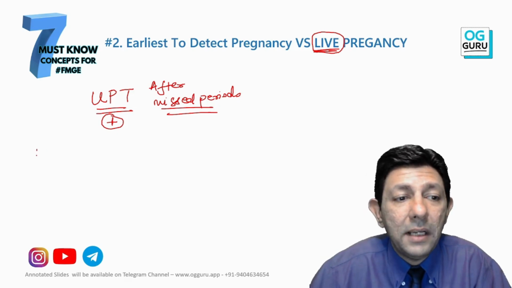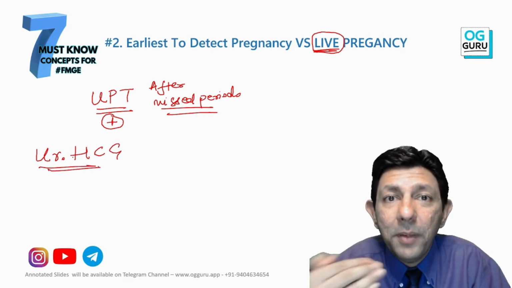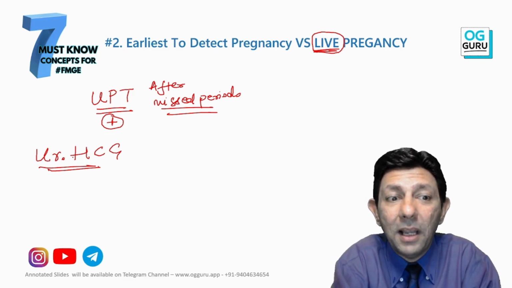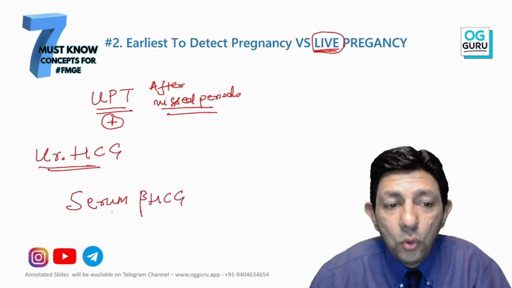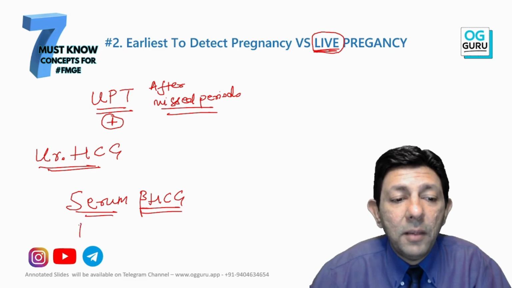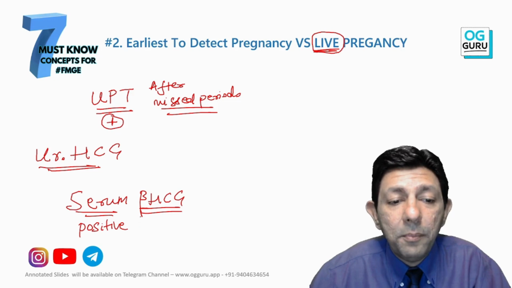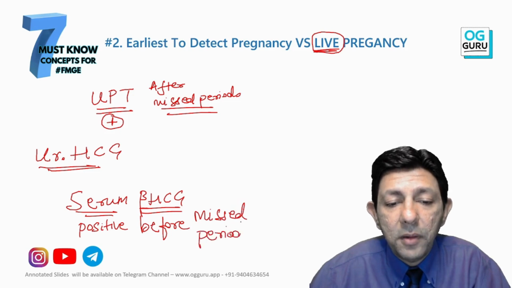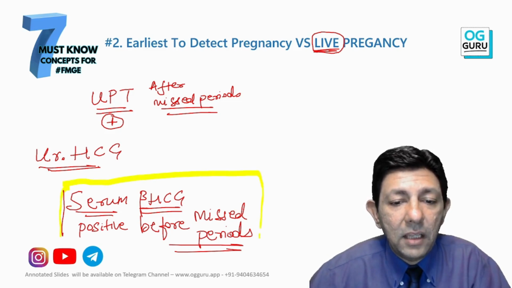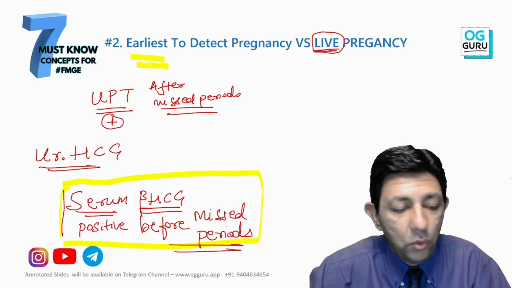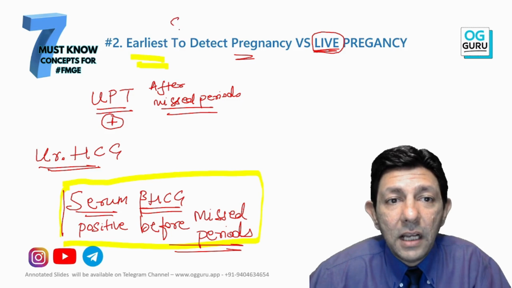But what is the urine pregnancy test detecting? Sir, it is detecting urinary HCG. But where will the HCG come before? Yes, HCG will come before in the patient's blood. So serum beta HCG, if you do, will become positive even before missed periods. Okay, keep this in mind. That is the earliest to detect a pregnancy. So what is the answer? Earliest to detect pregnancy, serum beta HCG.